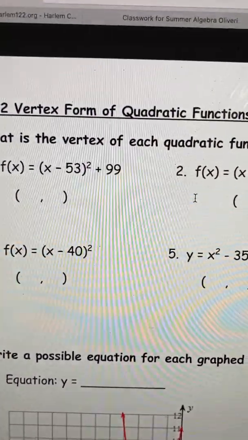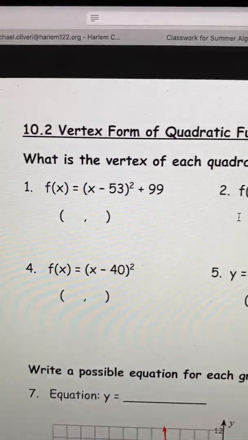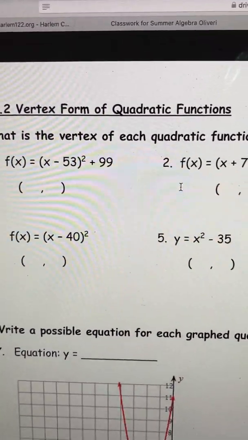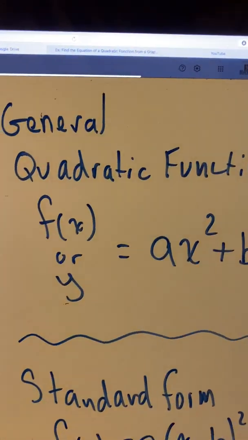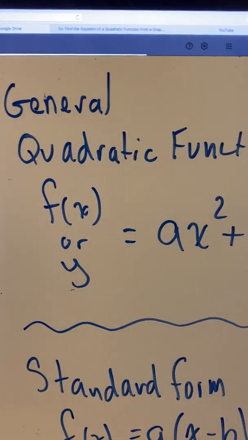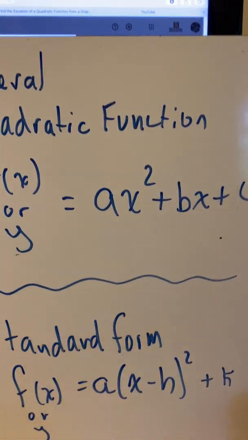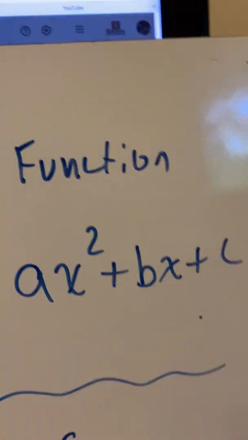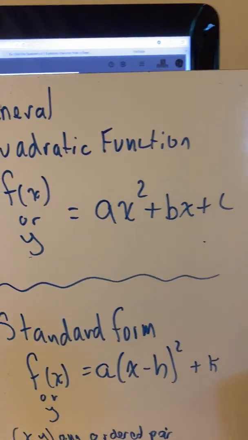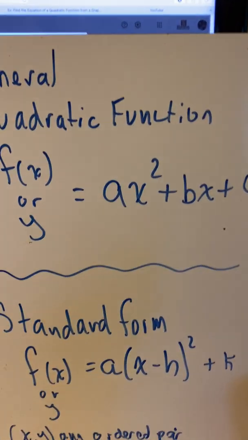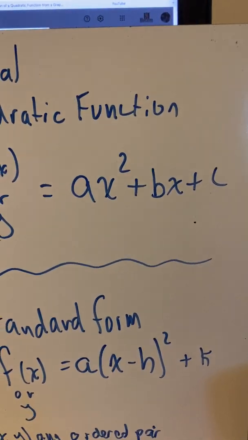All right, I'm going to send you this worksheet and this video for the vertex form for quadratic functions. Now, we know that the regular quadratic function of f of x or y is equal to ax squared plus bx plus c. We've been given that. That's the basic function that we've been using to graph and read and find the vertex and all of that.